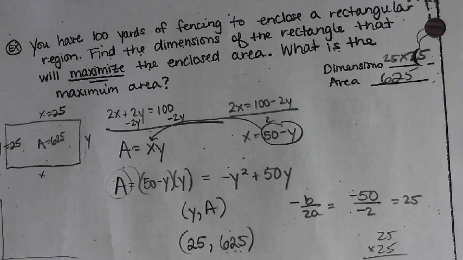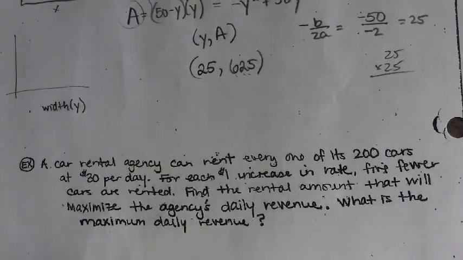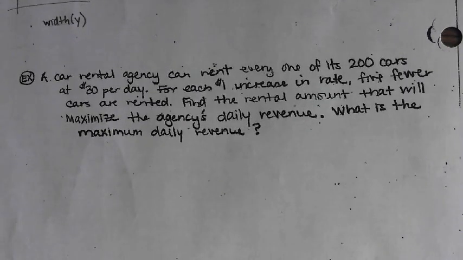Okie doke? Okay. A car rental agency can rent every one of its 200 cars at $30 per day. For each $1 increase in rate, 5 fewer cars are rented. Find the rental amount that will maximize the agency's daily revenue. What is that maximum daily revenue? So they are asking 2 questions here.